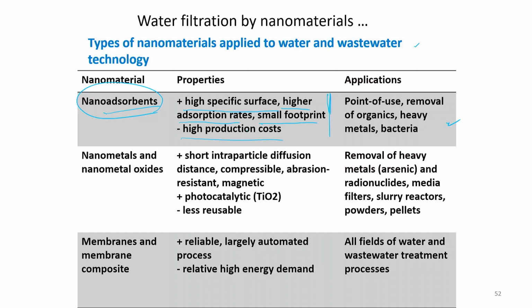Then nanometals and nanometal oxides. So, we can use nanomaterial in this form also. One is nano adsorbents, then nanometals and nanometal oxides. The positive points of nanometals or nanometal oxides are that the interparticle diffusion distance is short, they are compressible, abrasion resistance is high, magnetic properties are there, and it is photocatalytic.